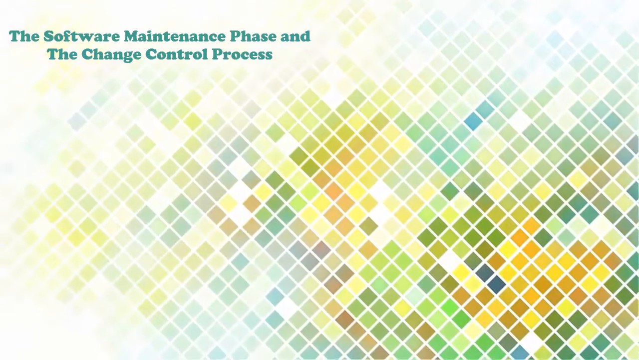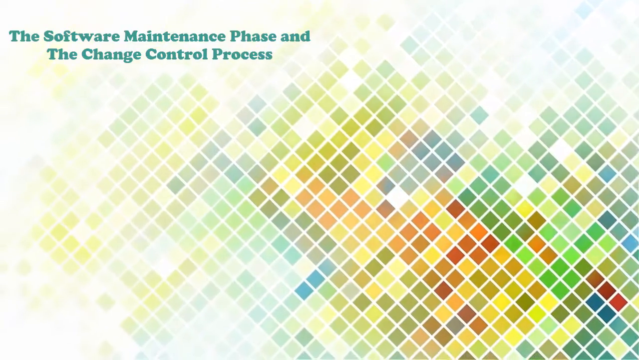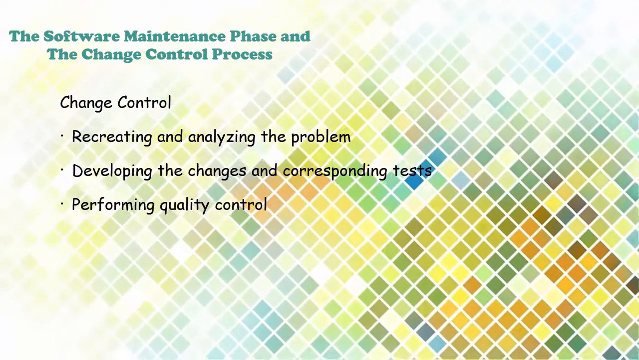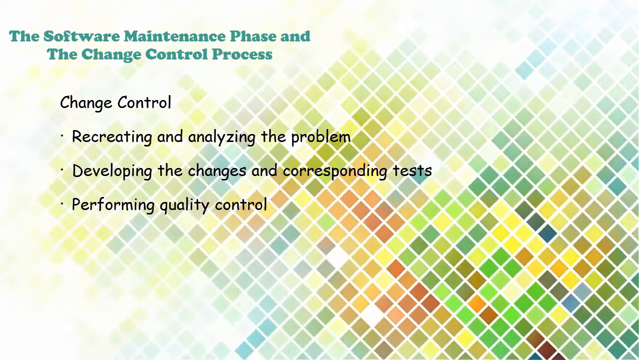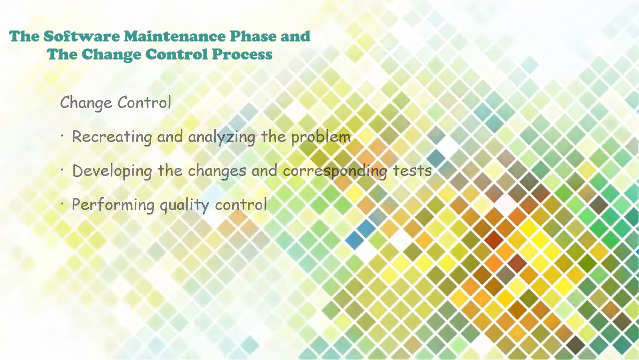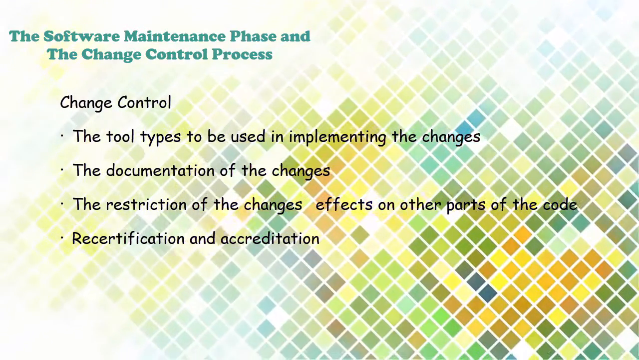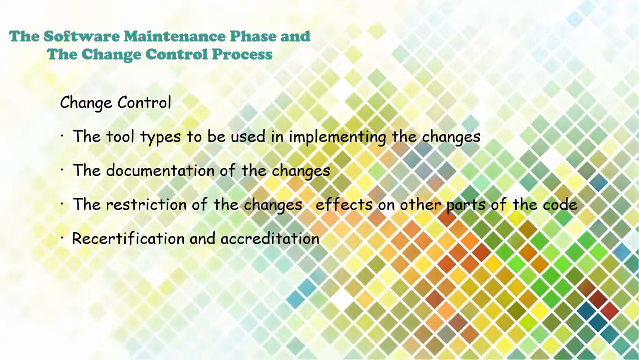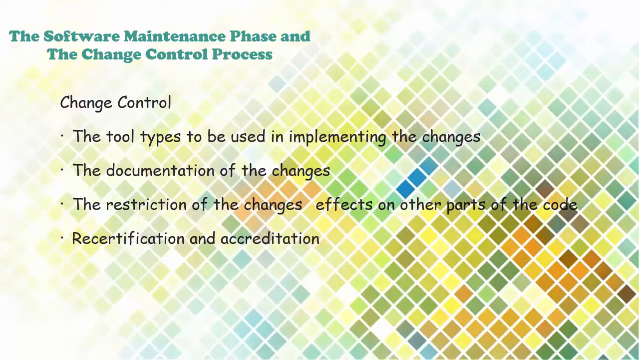So next we have change control. The change control process is one of the key stages in the maintenance phase. Change control addresses issues such as recreating and analyzing the problem, developing the changes and corresponding tests, performing quality control, and some other additional criteria such as the tool types to be used in implementing the changes, the documentation of the changes, the restriction of the changes' effects on other parts of the code, and recertification and accreditation if necessary.